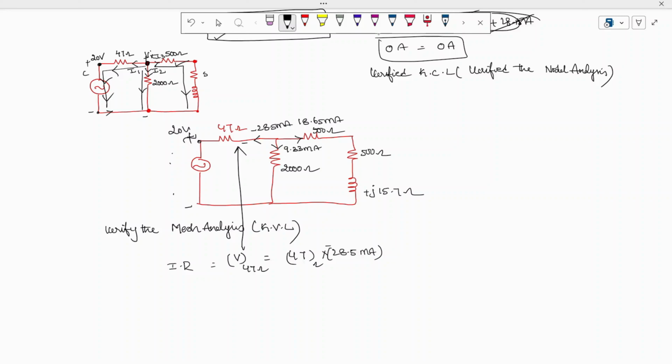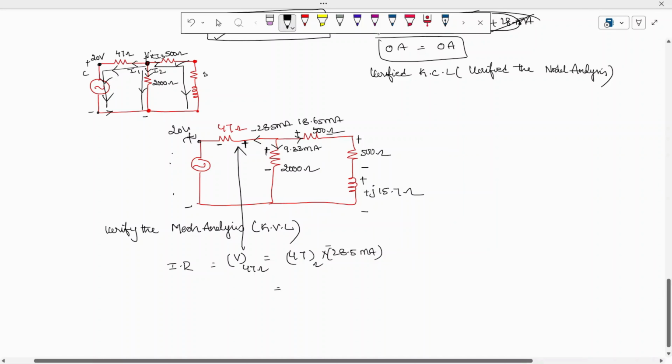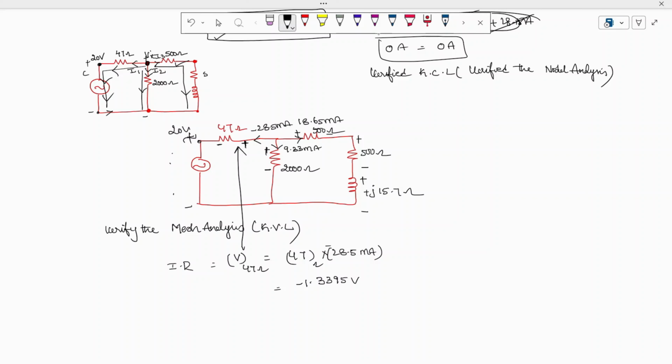Since the current is flowing like this, this is positive terminal, negative terminal, positive, negative, positive, negative. So when you multiply 47 into 28.5, then you are going to get minus 1.3395 volts. Okay, and similarly find the voltage at the 2000 ohm resistor, I into R. I is how much?